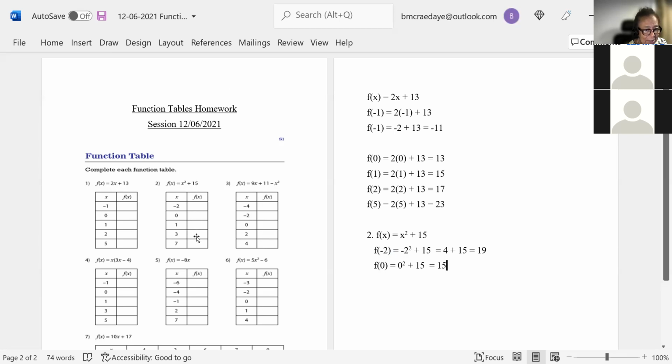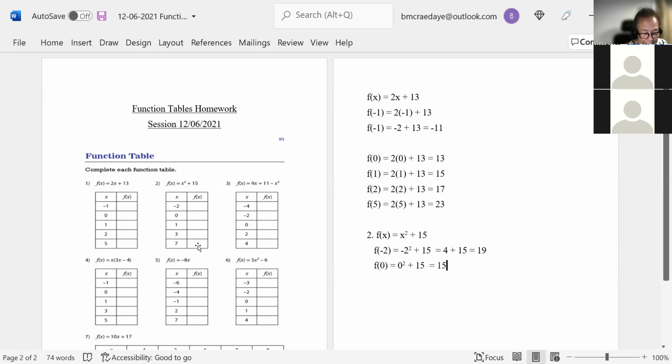What's the next one? The next one is 3, right? Yes, that's 3. 3 squared. What's 3 times 3? No, 9. What's 9 plus 15? 24. That's it. That's 24.